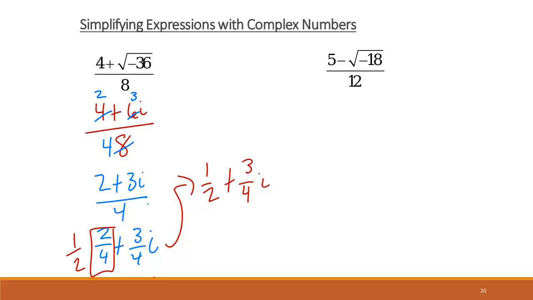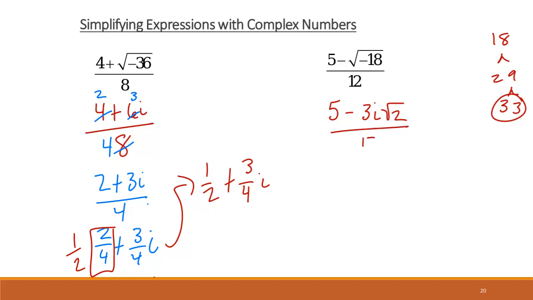On this next one here, 18 is not a perfect square, so we can do our factor tree. We have a pair of 3's to pull out to the front, so we get 5 minus 3i square root of 2, because we have that 2 left over. And that's all over 12.